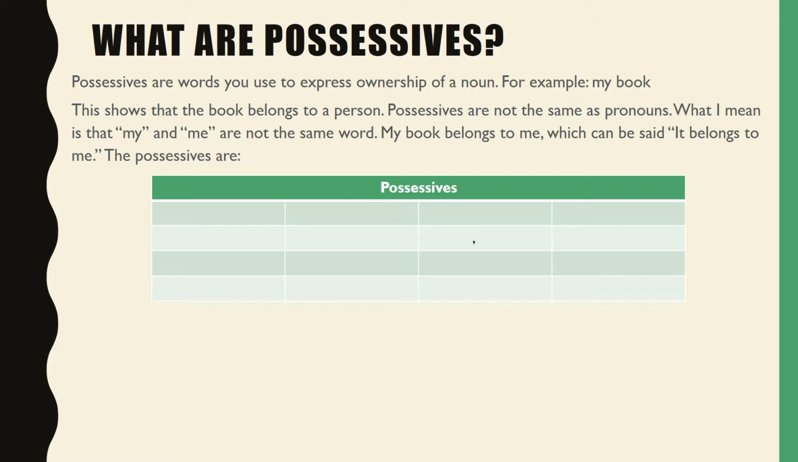Possessives are not the same as pronouns. What I mean is that my and me are not the same word. My book belongs to me, which can be said, it belongs to me.